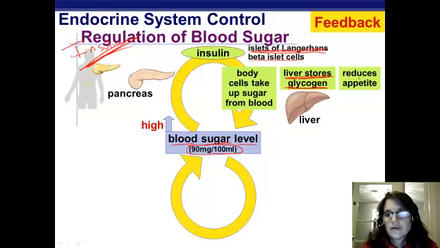Also, insulin will reduce your appetite, so that makes sense. We don't want to be eating when we already have a lot of blood sugar in our body, so we're going to reduce that. We don't need to eat more, so we reduce the appetite as well.